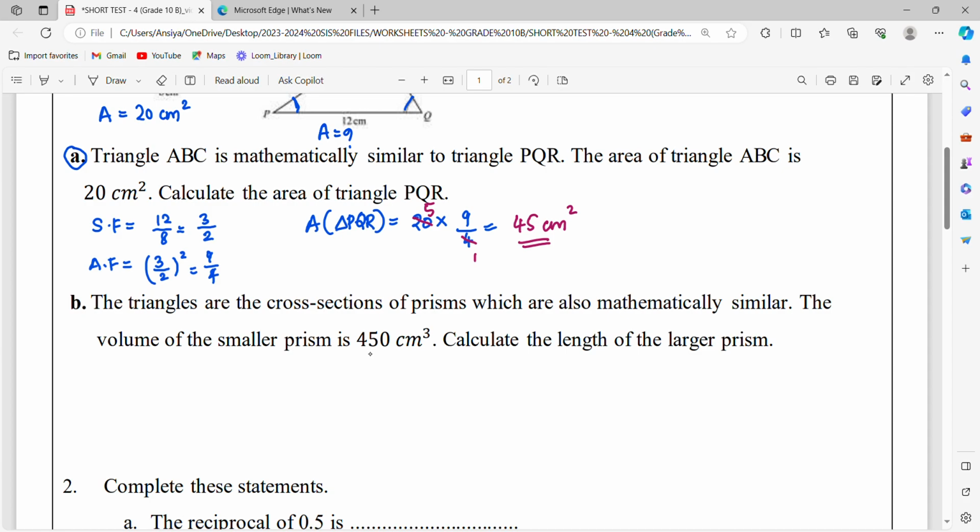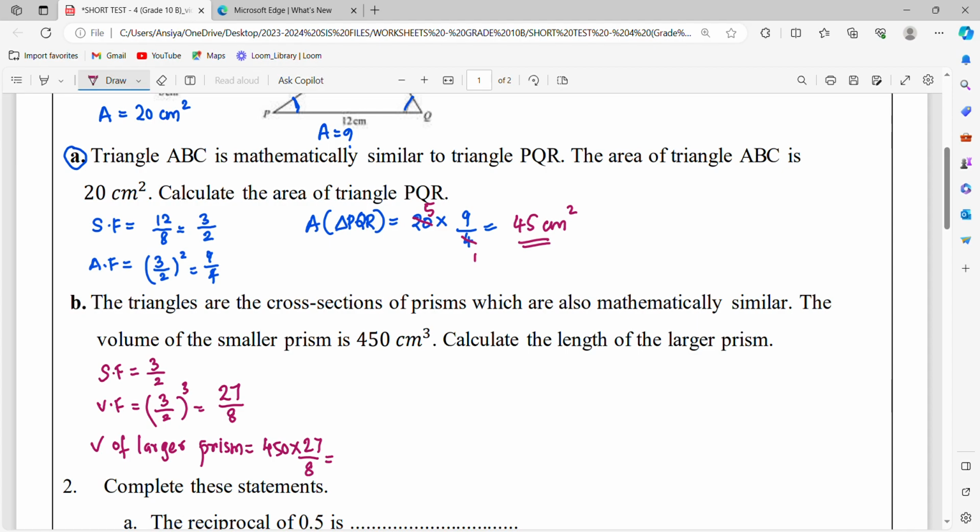So here, first we have to find the volume of the larger prism, and then, since the volume is given, we can find the length of the larger prism. We will start. We know the scale factor is 3 over 2, so the volume factor will be 3 over 2 the whole cube, which is 3 cube is 27 and 2 cube is 8. So if the volume of the smaller prism is 450, then the volume of the larger prism is the volume of the small prism times the volume factor.